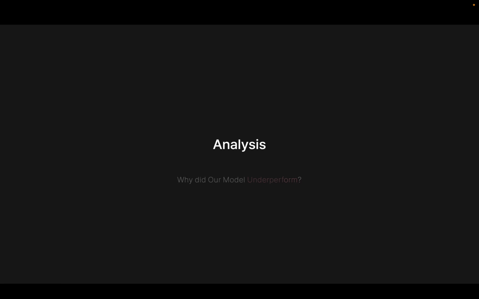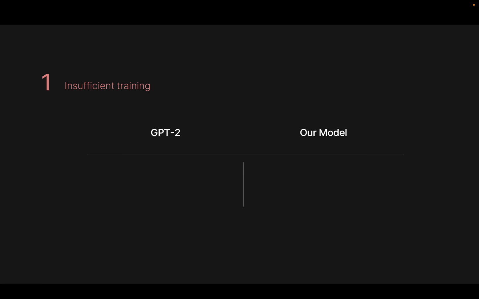Let's analyze why our model didn't perform as well as expected and explore what factors may have contributed. In both evaluations, our model underperformed compared to GPT-2 Small. One key reason is insufficient training. GPT-2 was trained on 40 GB of data over 2 or more epochs, whereas our model was trained on 10 billion tokens for just one epoch. This difference in total optimization steps likely contributed to the performance gap.